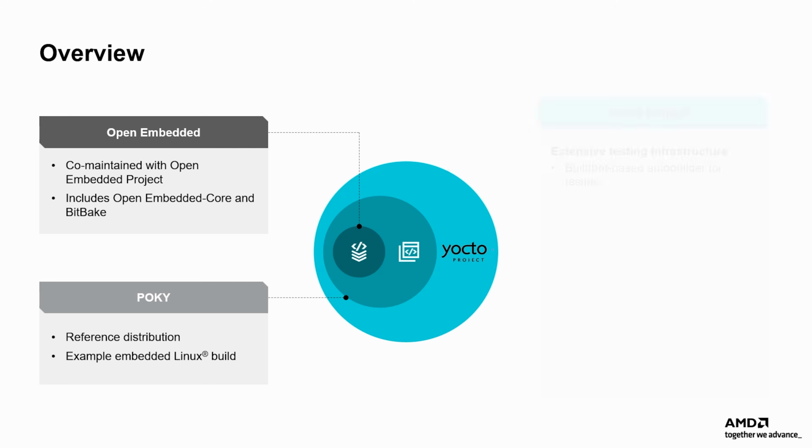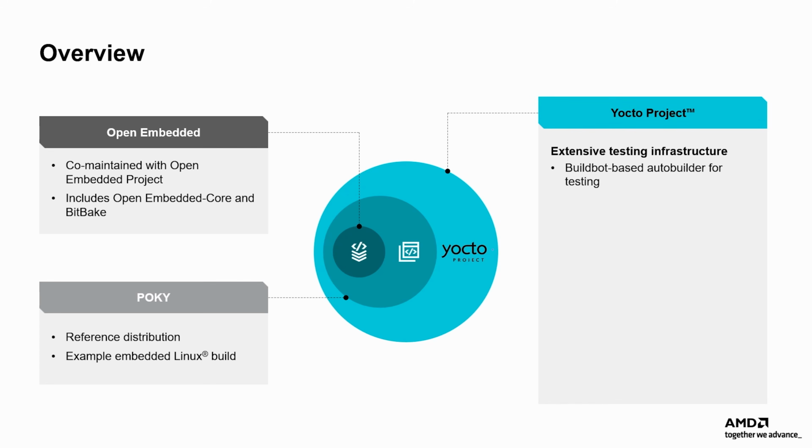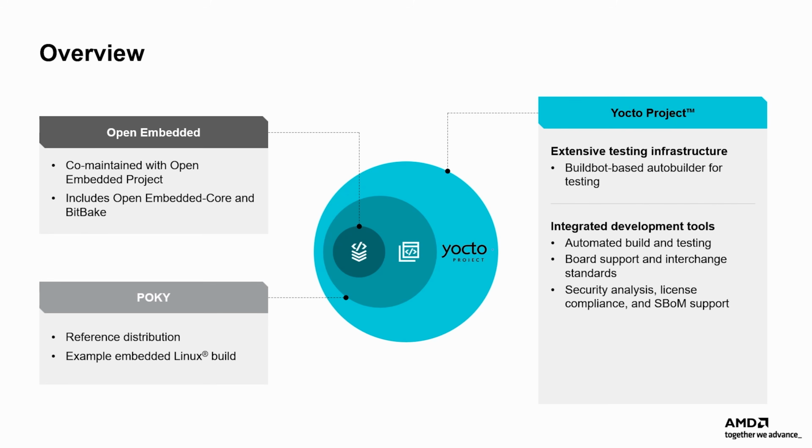To ensure reliability, the Yocto project features an extensive testing infrastructure, powered by a BuildBot-based autobuilder. Developers also benefit from a suite of integrated tools, including automated build and testing utilities, processes and standards for board support definitions and interchange, tools for security analysis, license compliance, and software manifests, SBOM, support in SPDX format.